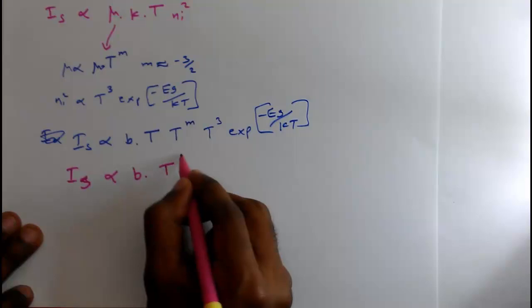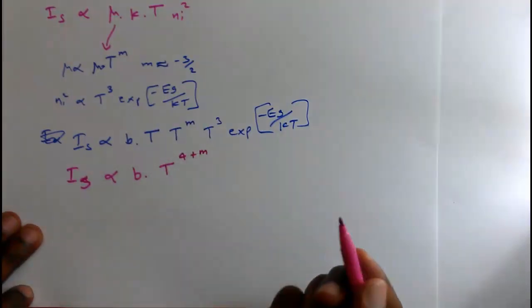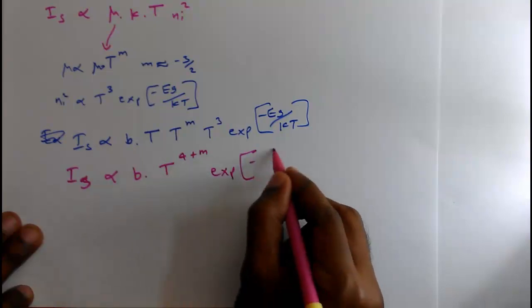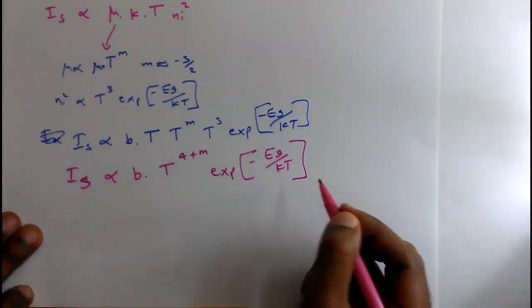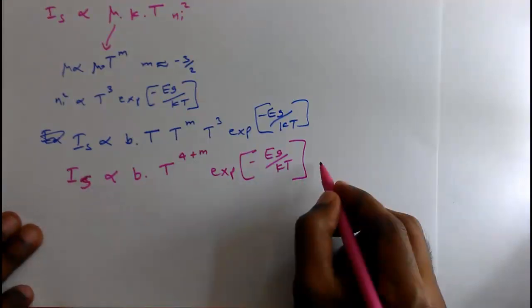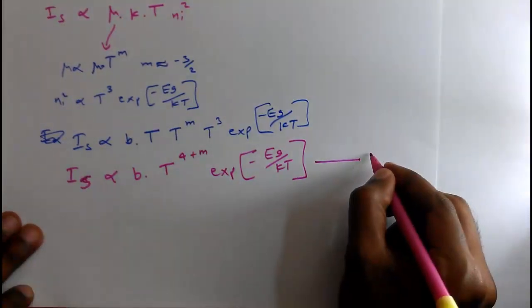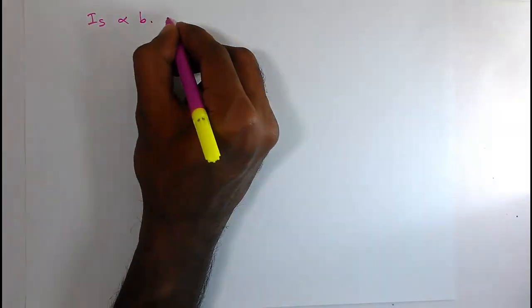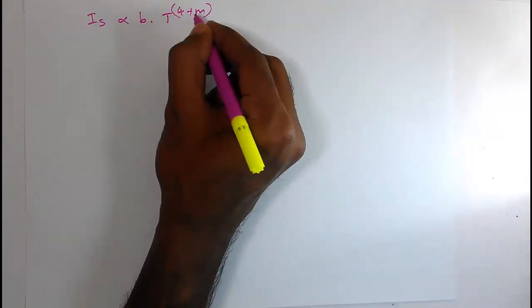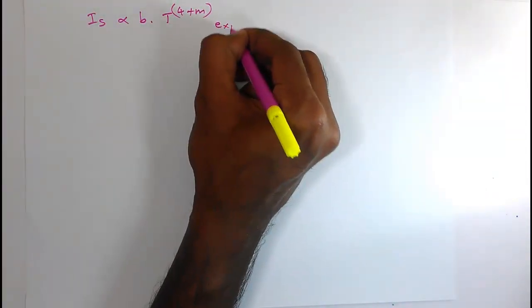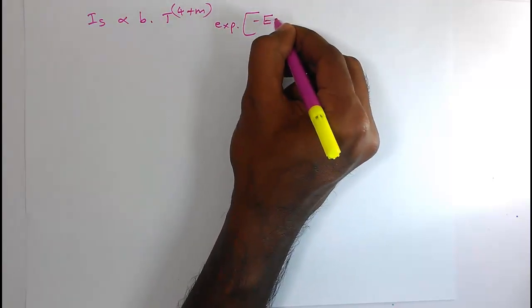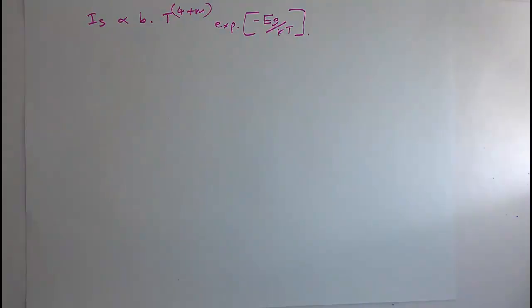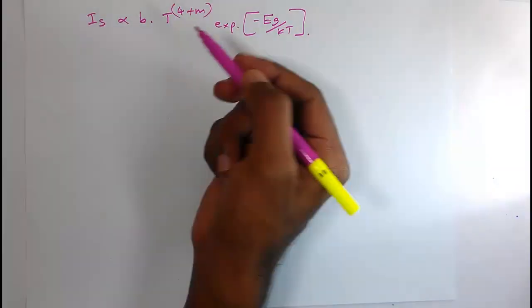We can write it as T to the power 4 plus m, exponential of minus Eg by kT. So this is the standard equation for Is, that we can write as equation 3. So we got Is proportional to B into T to the power 4 plus m, exponential of minus Eg by kT. So we can remove this proportionality term now, because anyway we are using a constant.